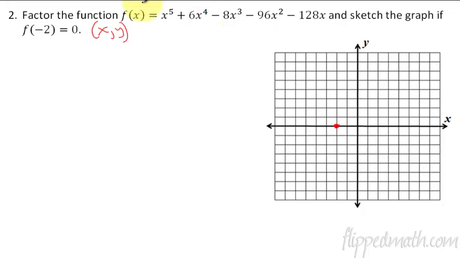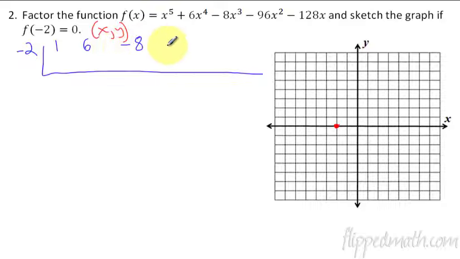If I've got to factor this thing, this is where you need to use the skills we learned in our last lesson, which is factor the whole thing. Well, I know that x plus 2 is a factor. So let's see. I've got a leading coefficient of 1, 6, -8, -96, -128, and 0. Right? Yes. Okay, this whole thing here, 5, 4, 3, 2, 1, and then I had no constant term, so I'm going to put a 0 there. All right, let's factor this down.